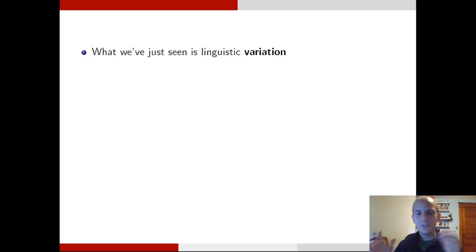This is intra-language variation, right? We're talking about variation within a single language now. So we're not talking about comparing the differences between English and French. We're talking about looking at linguistic variation amongst English speakers. There are some really cool demonstrations of linguistic variation, a few of which we'll be talking about on Friday as well.